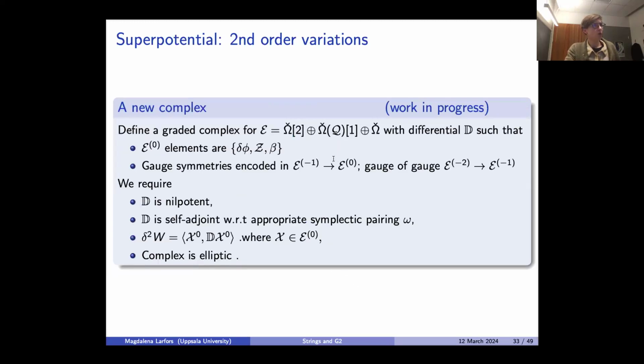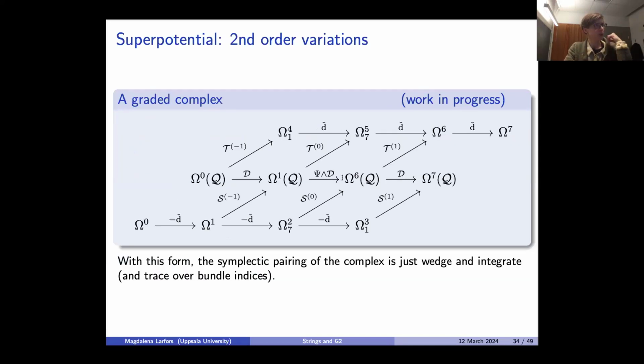And moreover, we can define a new complex which encodes all of these degrees of freedom, but which is now a bit on top. So actually, maybe let me just show it. So here is more or less the bit that we had before. So the bit with Q-valued forms and the operator D.